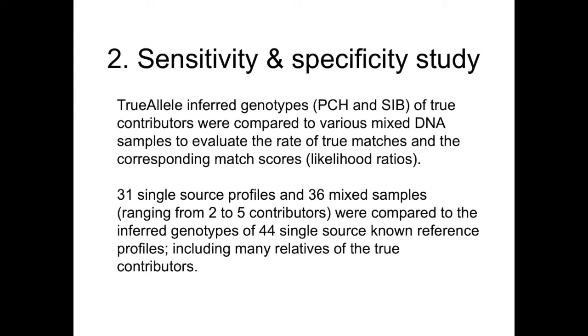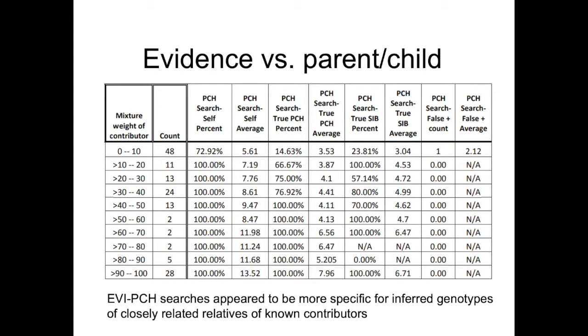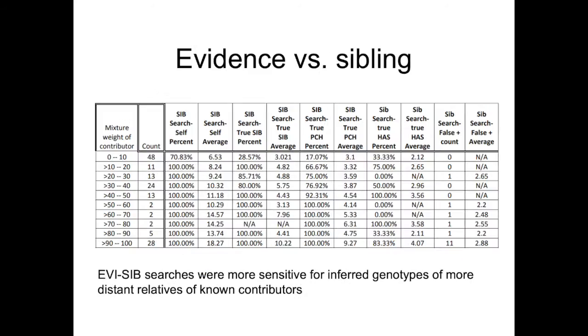31 single-source profiles and 36 mixed samples ranging from 2 to 5 contributors were compared to the inferred genotypes of 44 single-source known reference profiles, including many relatives of true contributors. Looking at the sensitivity and specificity of evidence versus parent-child searches, those searches appeared to be more specific for inferred genotypes of closely related relatives of known contributors, as shown in the table below.